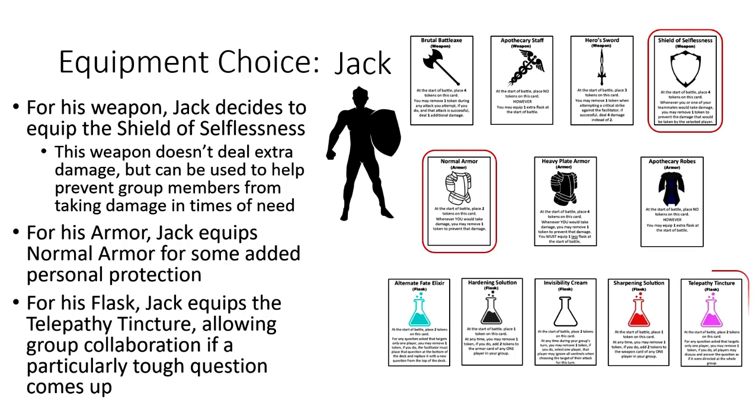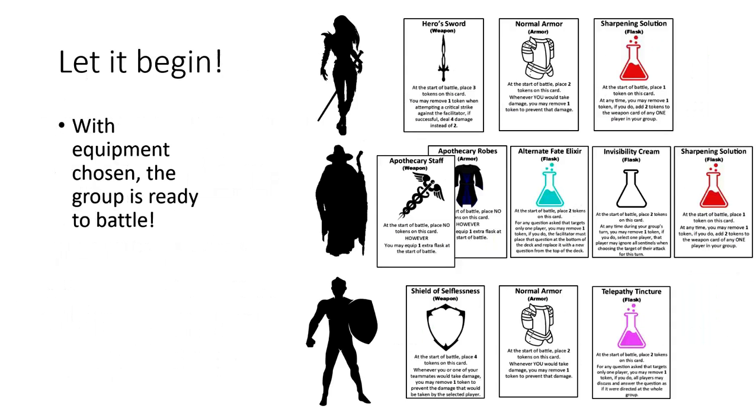And then for his flask, he decides to take the Telepathy Tincture, which is going to allow 2 instances of group collaboration where the question would have been aimed at just one student and they had to answer it alone. By using this tincture, he would be allowing the entire group to join in. 3 heads are better than 1. It's a very group-focused loadout for Jack.